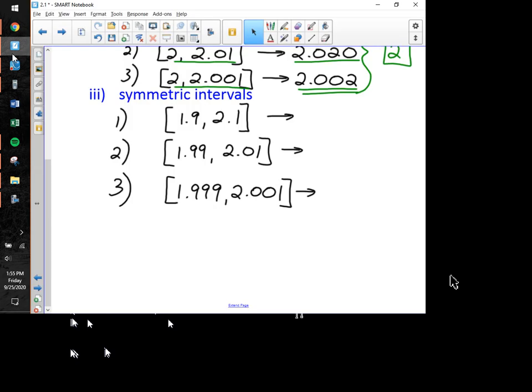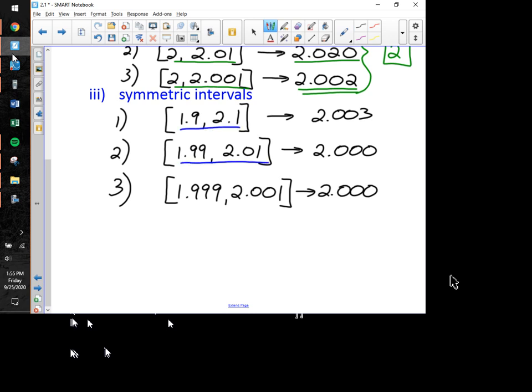So let's write this out, everybody. This was 2.003, but this was 2.000, and this was 2.000. But hey, let's read it again. As our intervals get smaller and smaller and approach 0, our average rates of change go from here to here to here. They certainly seem to be converging on the value of 2.